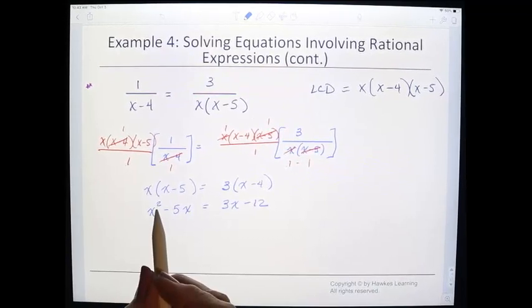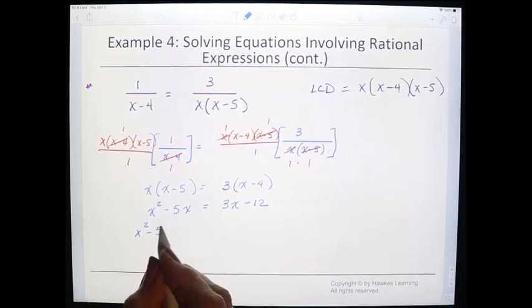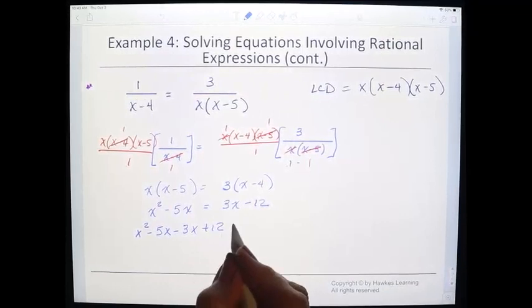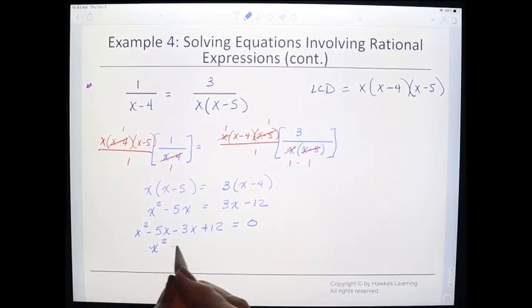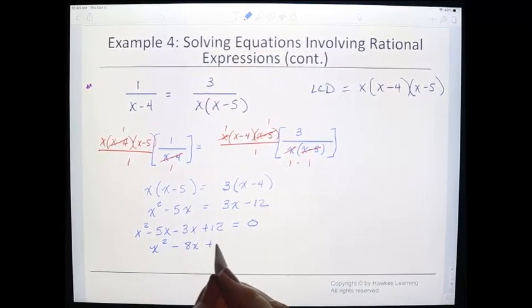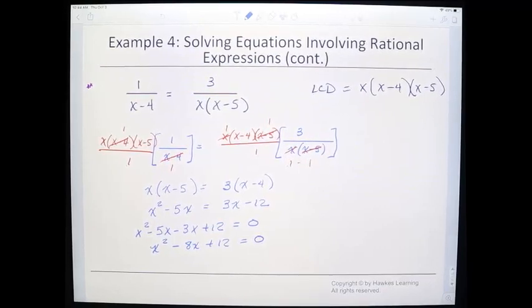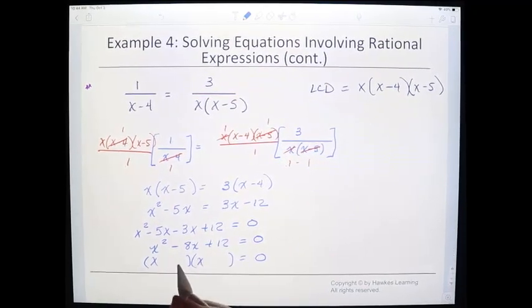And since this is a second degree equation, the strategy for solving is to drag everything over onto one side. So I'm subtracting 3x and adding 12 so that I have a 0 on the other side. And finally, I'm going to see if I can factor this trinomial on the left-hand side. And it looks like 6 and 2, both negative, will do the process correctly.